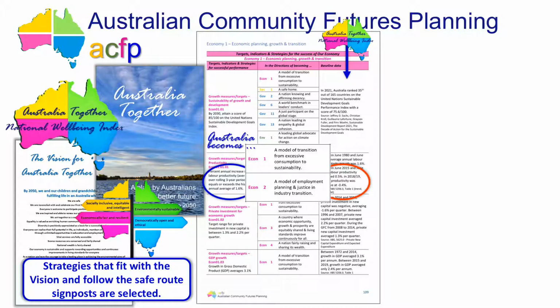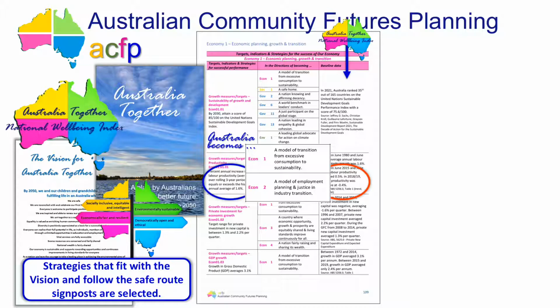We're hoping to move away from excessive consumption of scarce resources and be a model of employment planning and justice in industry transitions. This is not a target about economic growth for growth's sake. It's a target for justice for everyone in the massive economic structural transition that we must make if we're to maintain our quality of life at all.